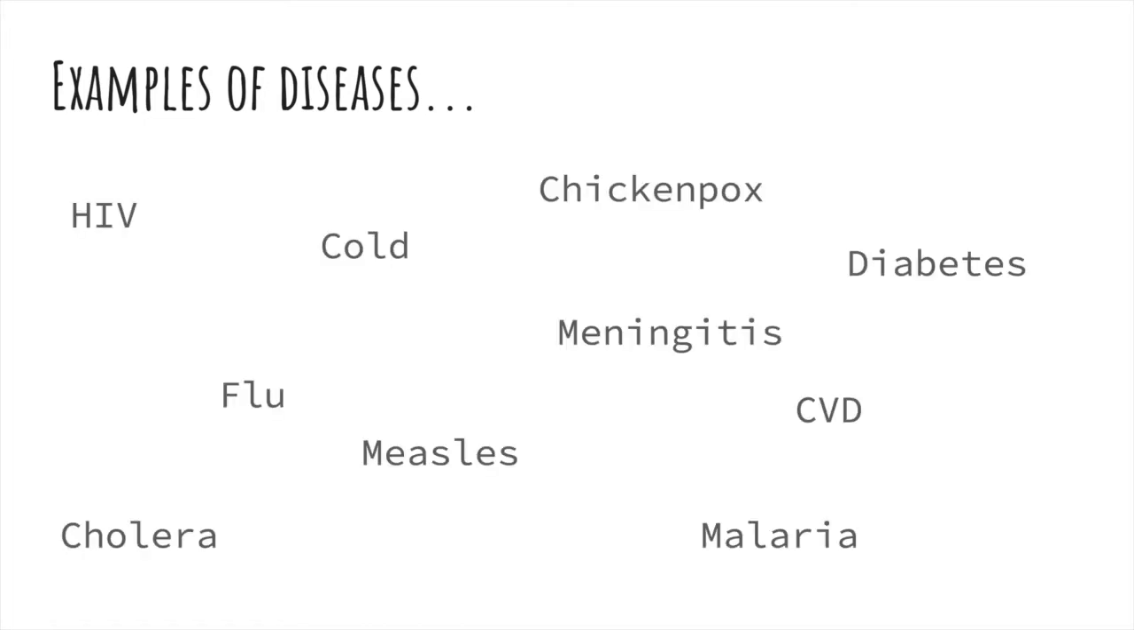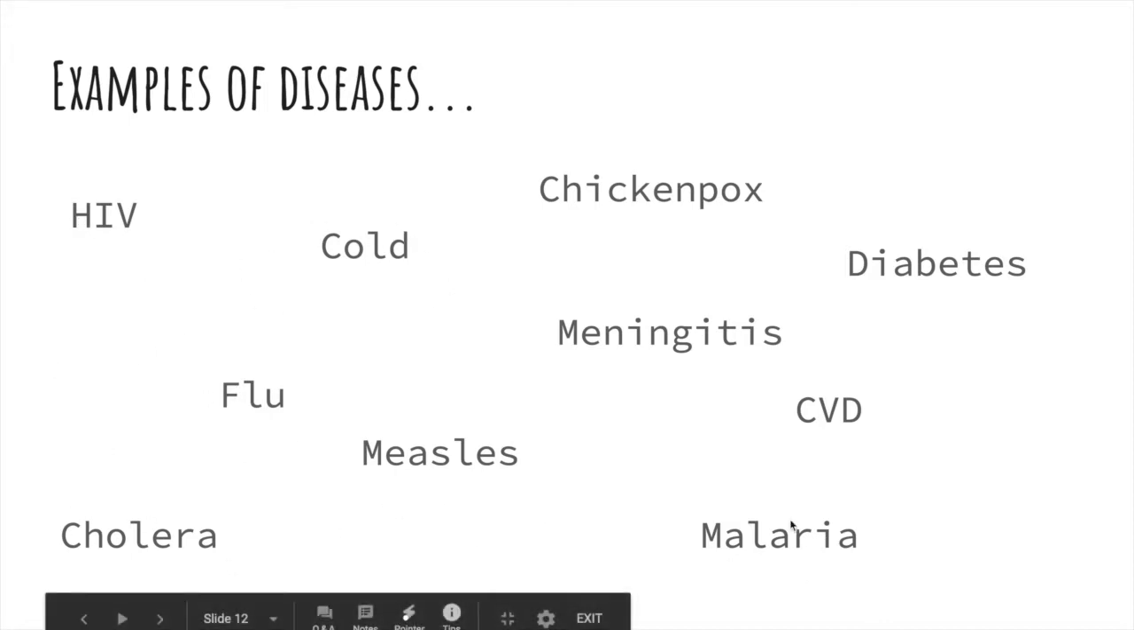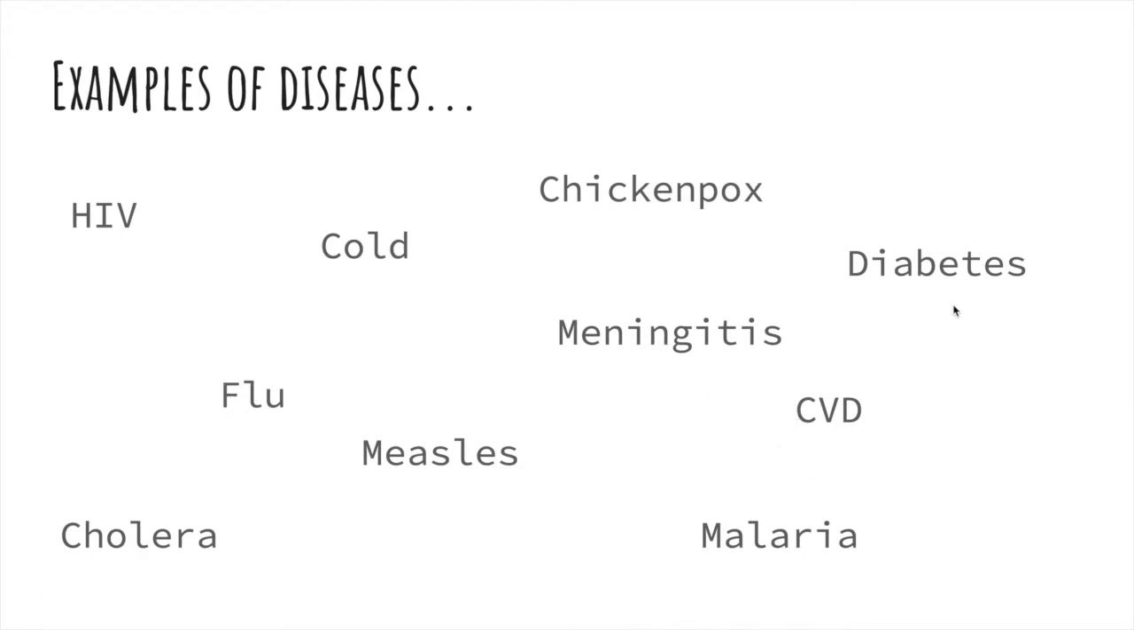So first thing is to think of examples of diseases for yourself. You will be able to think of hundreds of these. You will have had loads of these in your time. You could come up with an exhausting list of lots of different diseases. I had a go myself. These were the ones that I came up with. So HIV, a cold, flu, cholera, measles, malaria, CVD, which is cardiovascular disease, things like heart attacks, chickenpox, meningitis, and diabetes. This is a huge list, you could have a much bigger list again.